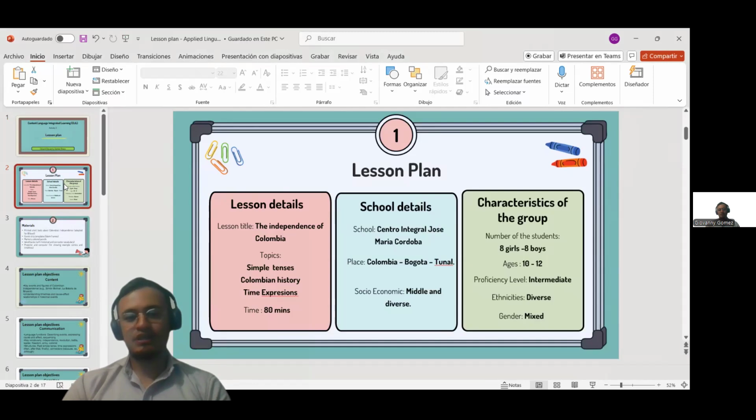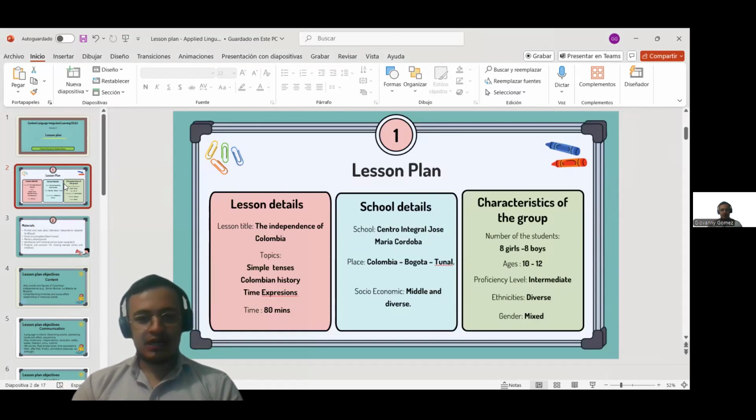Let me tell you the lesson details, school, and group details. The lesson title is The Independence of Colombia. We're going to focus on the following topics: simple tenses, present and past, Colombian history, and time expressions. The time will be 80 minutes.